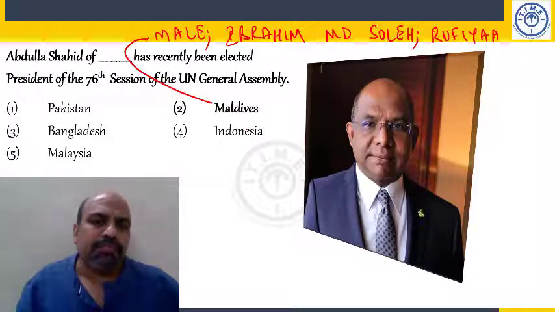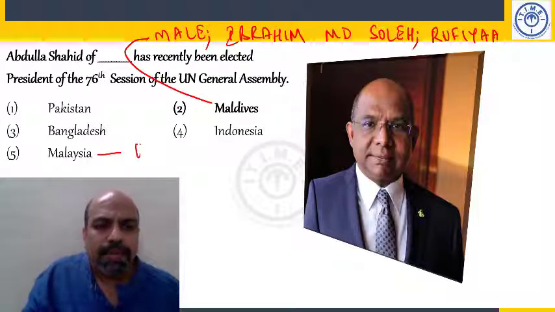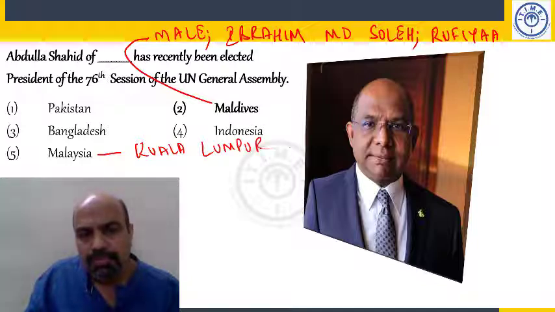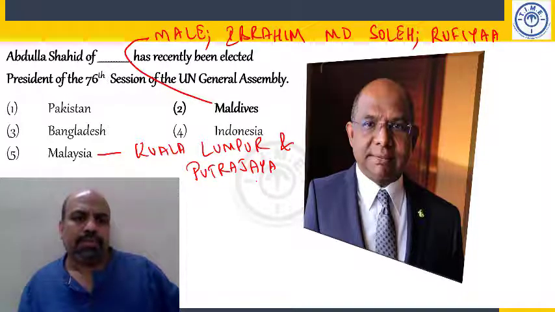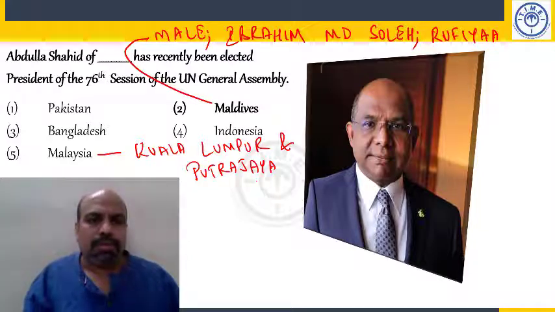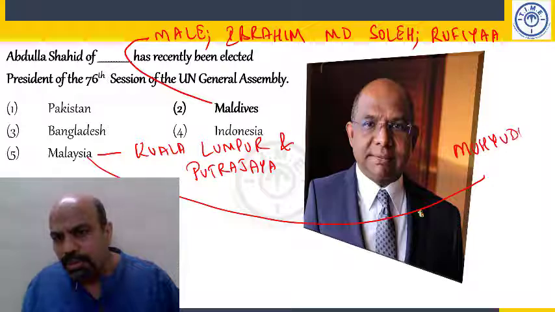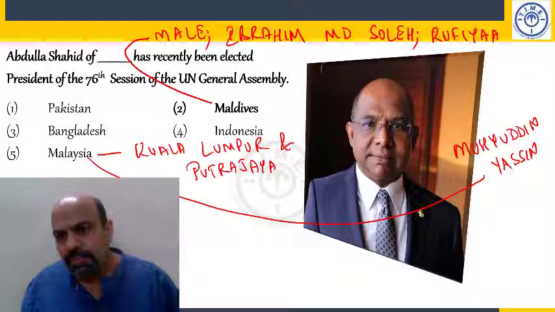Ek aur likh lete hain, Malaysia. Two capitals, technically speaking, Kuala Lumpur and Putrajaya. Theek hai? Putrajaya. And its prime minister is this guy called Muhyiddin Yassin, with a double S. And the currency of this country is ringgit.